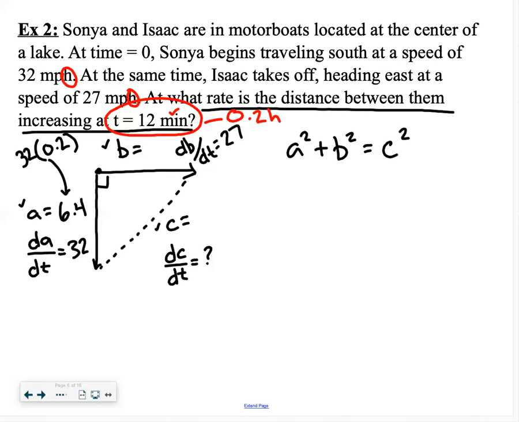I'm going to do the same thing for B. I would do 27 times 0.2, if you're writing this in your notes. That would come out to 5.4.